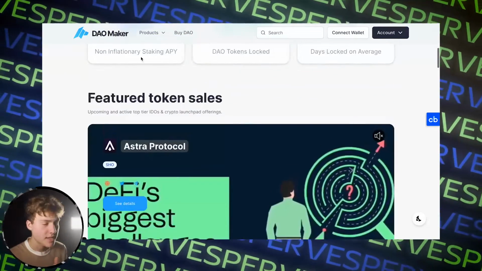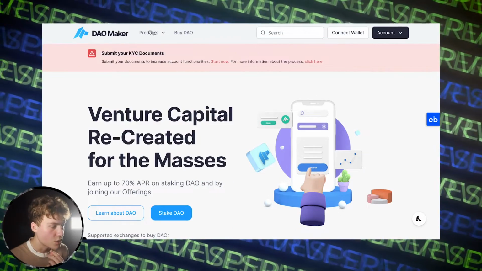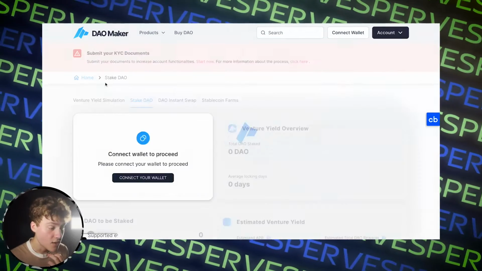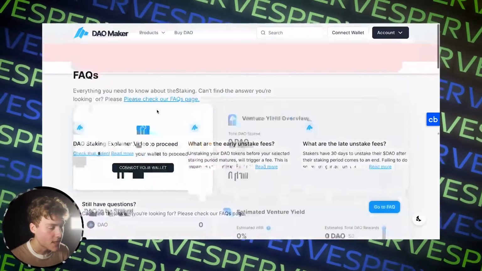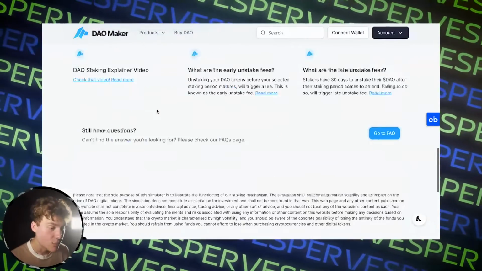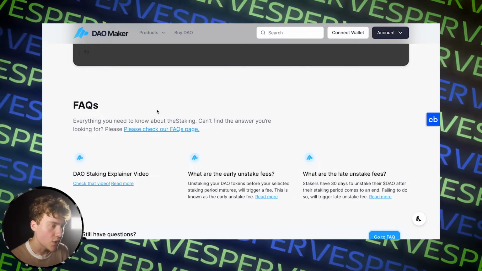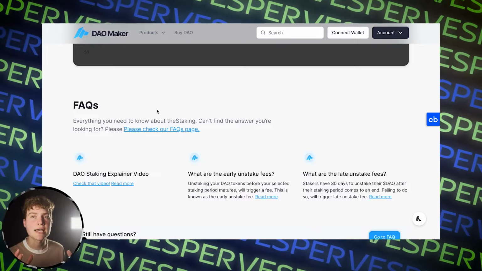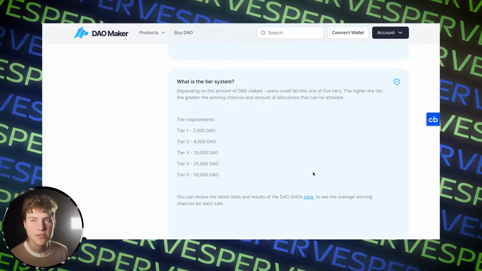And the way you participate in these token sales is you just have to stake the DAO token. So you go to products, you go to stake DAO, then you connect your wallet, you purchase some DAO tokens, and that's how you can participate. And the more tokens you buy and stake, the greater your allocation. Allocation is just the size of how many tokens of an IDO you can get. And there are like 5 different tiers.